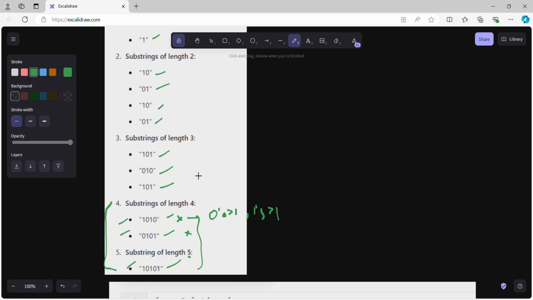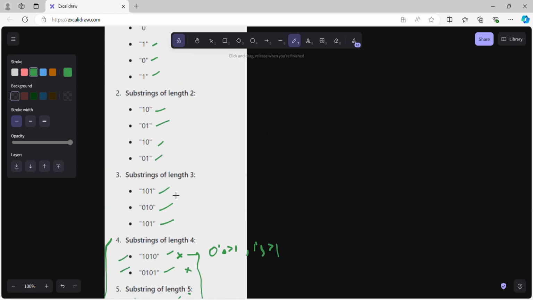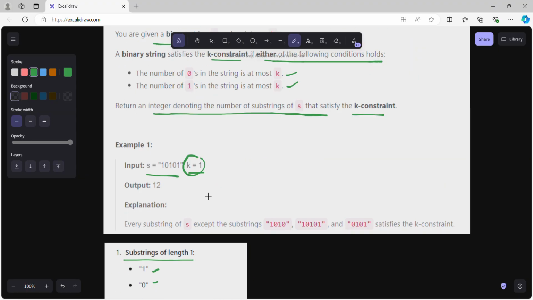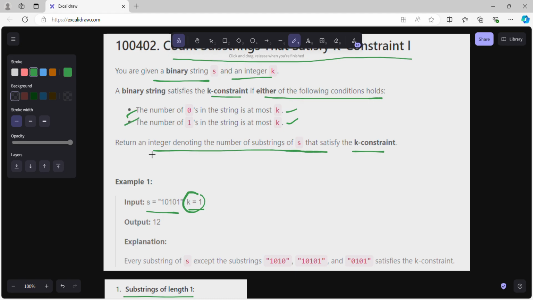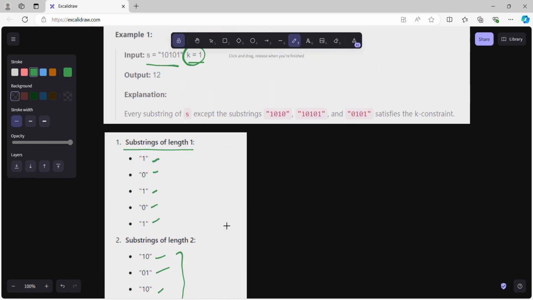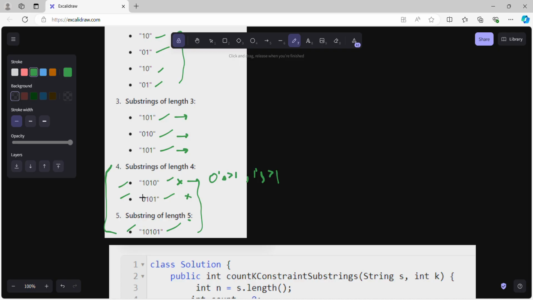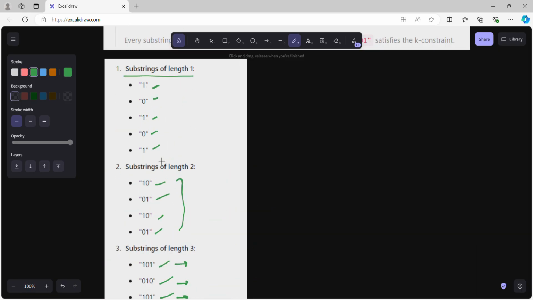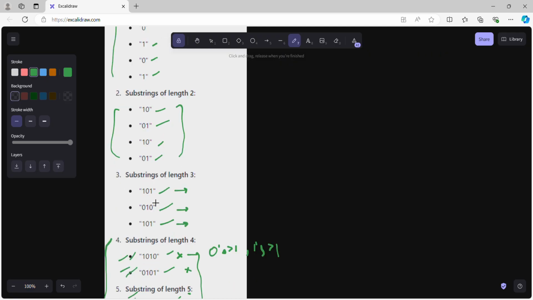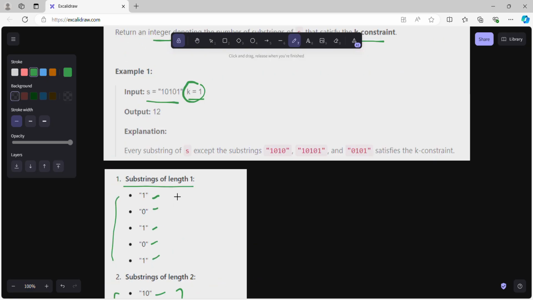In all these other substrings, the number of zeros is at most 1 in this case, the number of ones is at most 1 in this example, and the number of zeros is at most 1 in this example. If any of these two conditions is satisfied, then we have to count that. So except these three substrings, we have to count all other substrings. Here total 5 plus 4 is 9, 9 plus 3 is 12. So 12 is going to be my output.